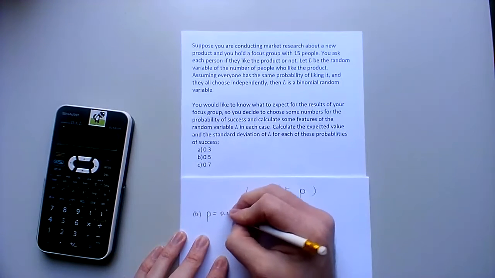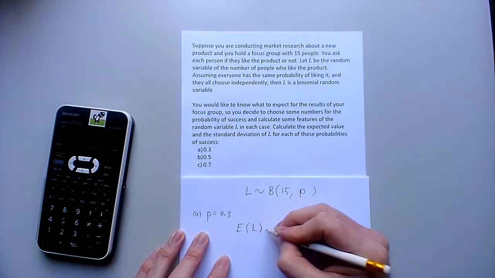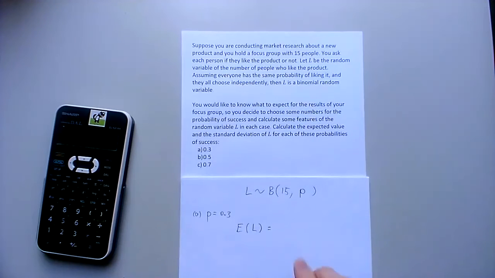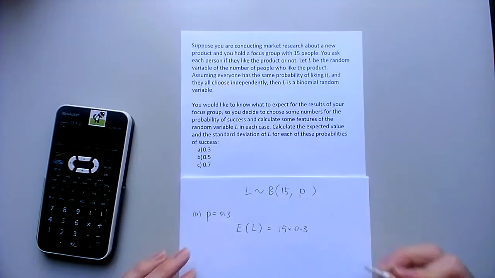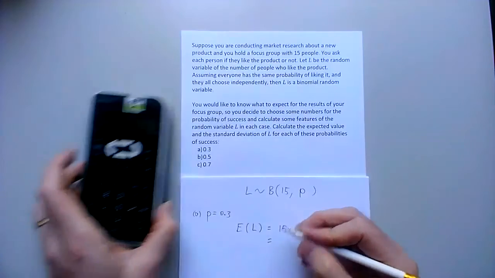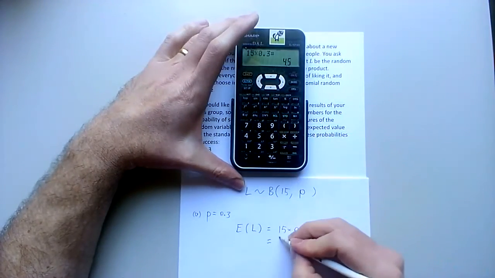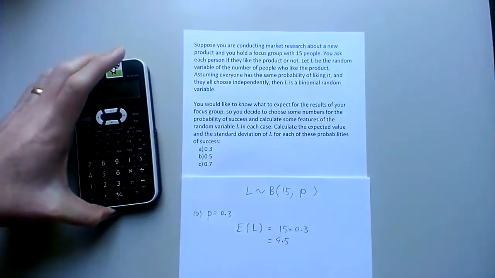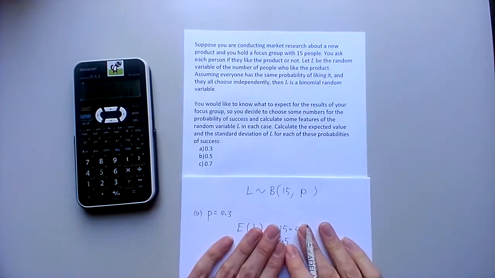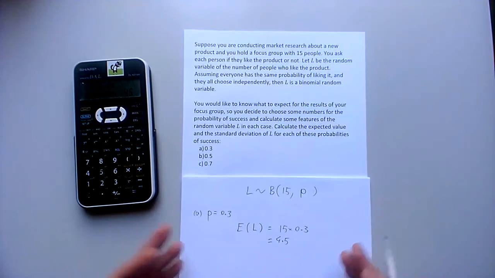P equals 0.3. Okay, well, the expected value of L for a binomial random variable, normally this is called n, and the expected value would be n times p. So it'll be 15 times 0.3, because that's what the p is, which is 4.5. Okay, cool. Now it doesn't matter that that's not a whole number because it's just an average. So it's saying on average it's about 4.5, so between 4 and 5.